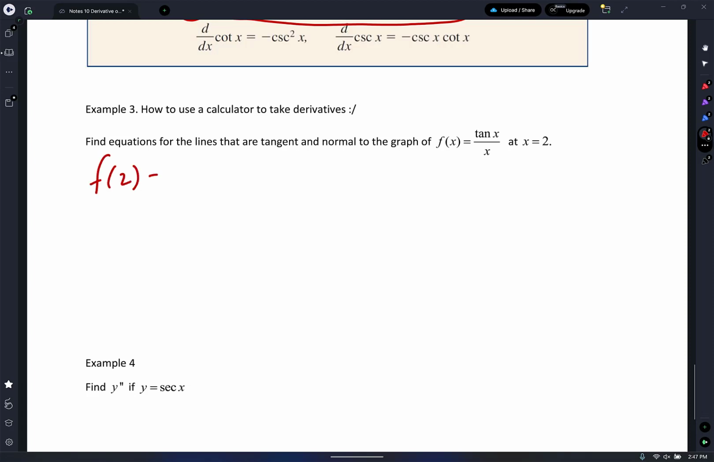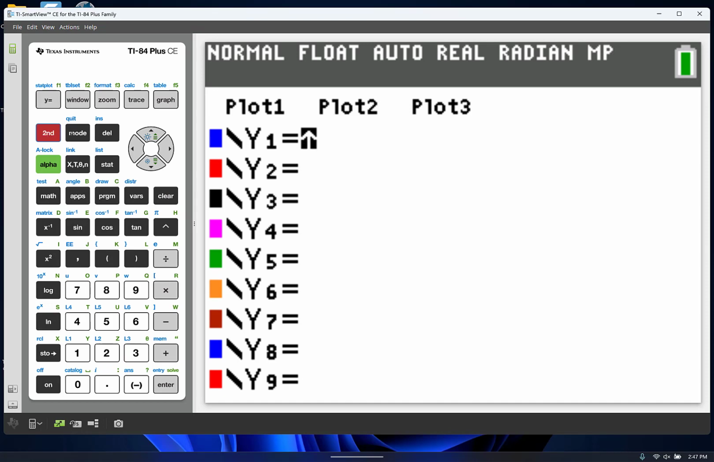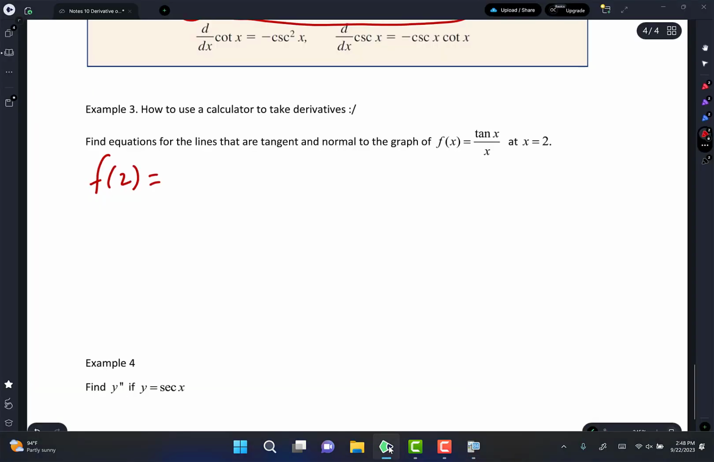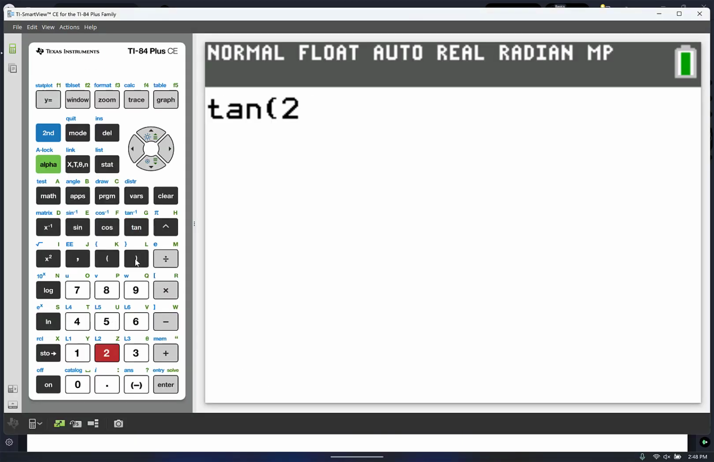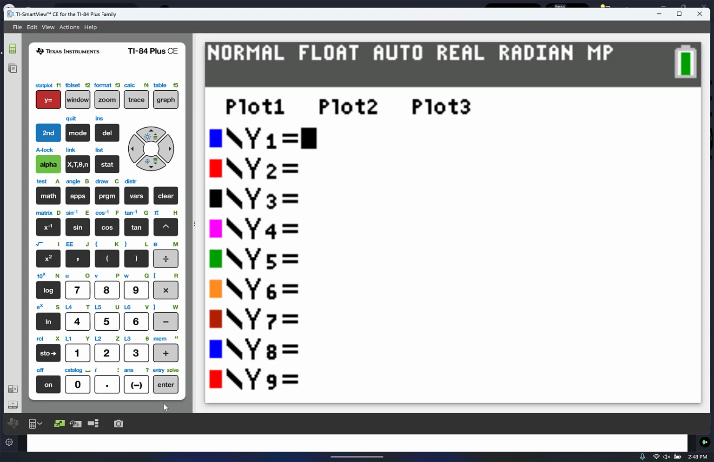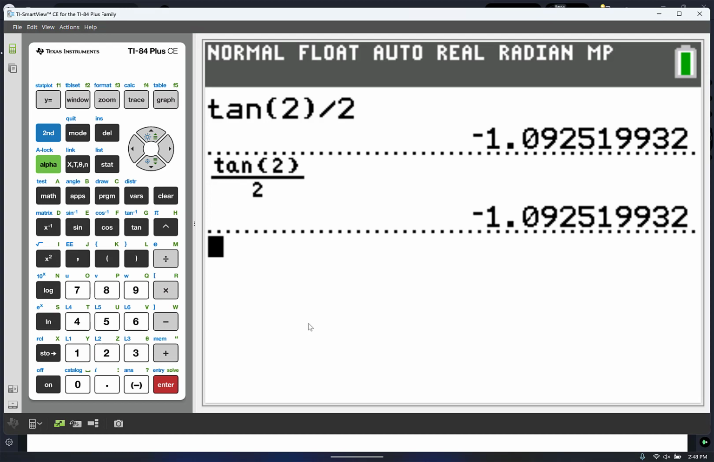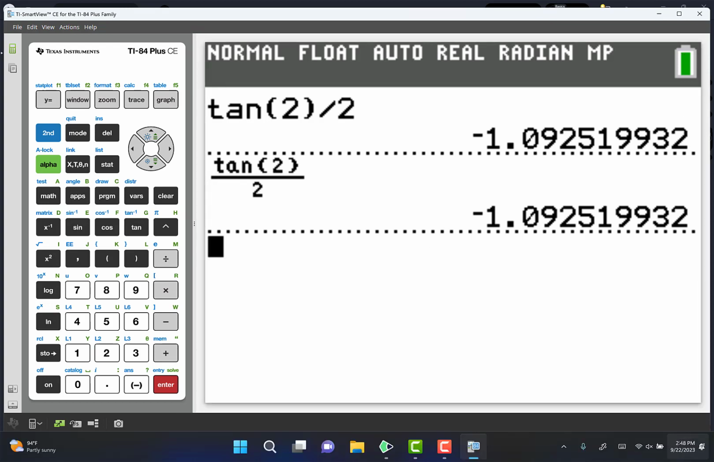F of 2. Here it is. I'm going to take my calculator and I'm going to write tan 2 over 2. So, I'm going to push tan 2 divided by 2, like that, and you should get that number. You could also use the fraction feature: alpha y equals, and you can go numerator, denominator, tan 2 over 2, and it should be the same. There it is.